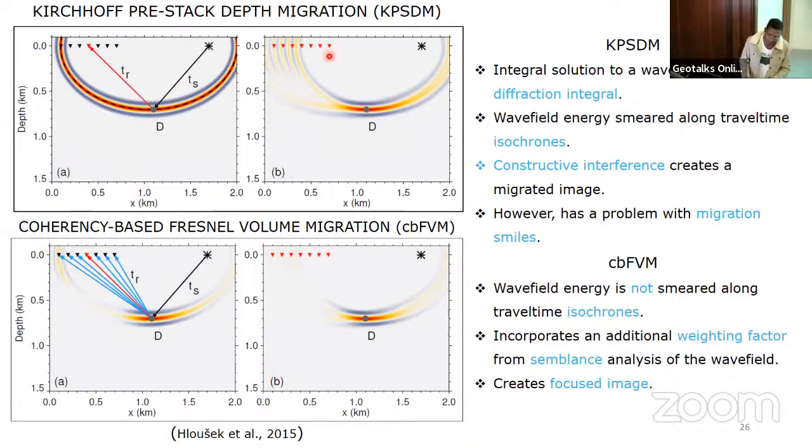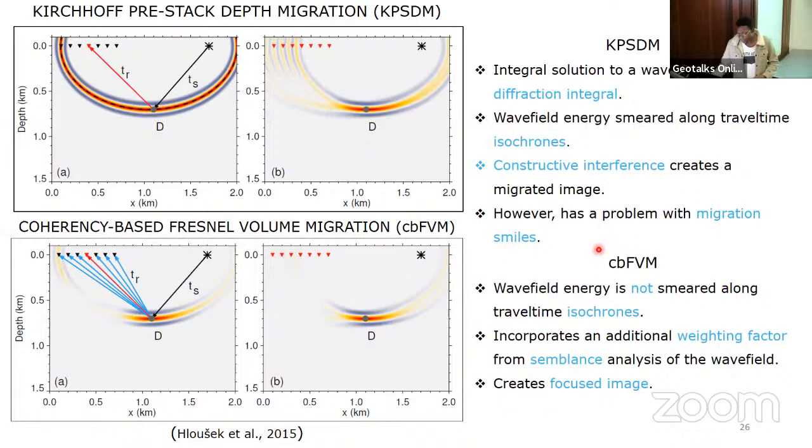But the only problem with this technique is that it relies on receivers that have high spatial coverage on the surface. In a situation where you don't have high spatial coverage of your receivers on the surface, you get migration artifacts from this technique, which appear as migration smiles on your migrated section.